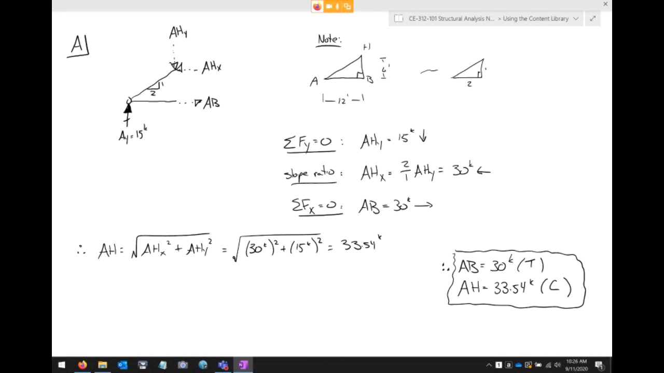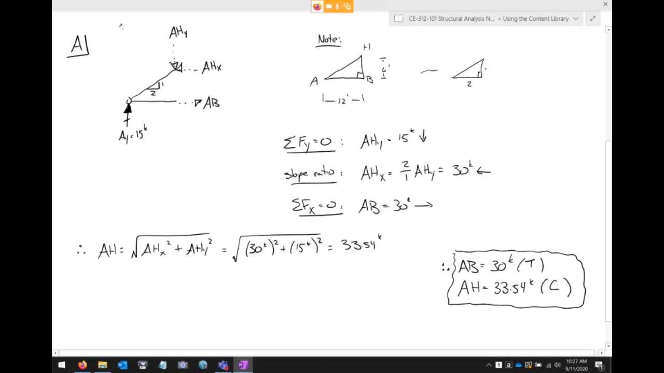Dr. Michelson? Yes, sir. I'm a little bit always confused here, but how do we determine its tension and when it's in compression? I know compression means it's being pressed and tension's being pulled. But how do we determine that?